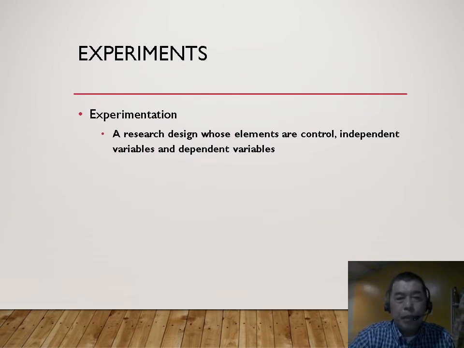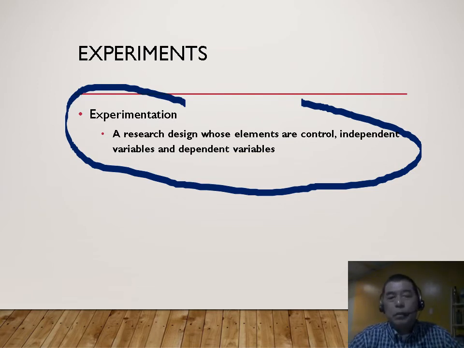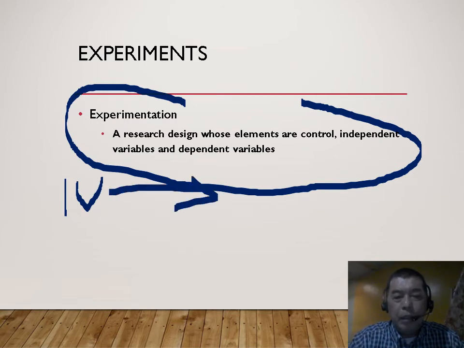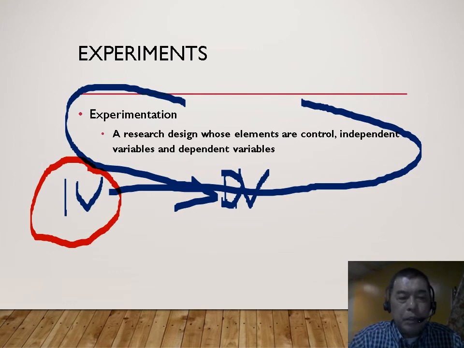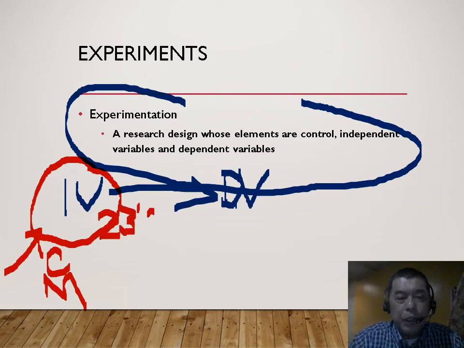So in experimentation, okay, a research design whose elements are controlled, independent variables, and dependent variables. So you have an independent variable and a dependent variable. So in other words, this independent variable is the one that you are controlling and the one that you are manipulating to, for example, you set the independent variable at 23 degrees centigrade if this is an air conditioning thermostat.